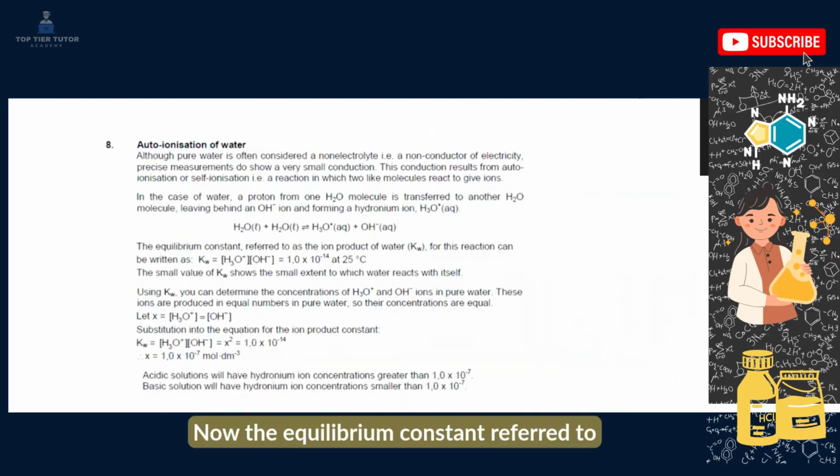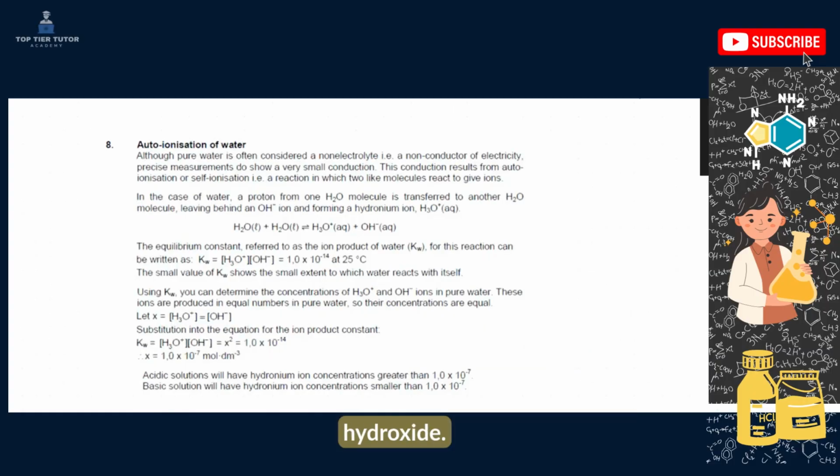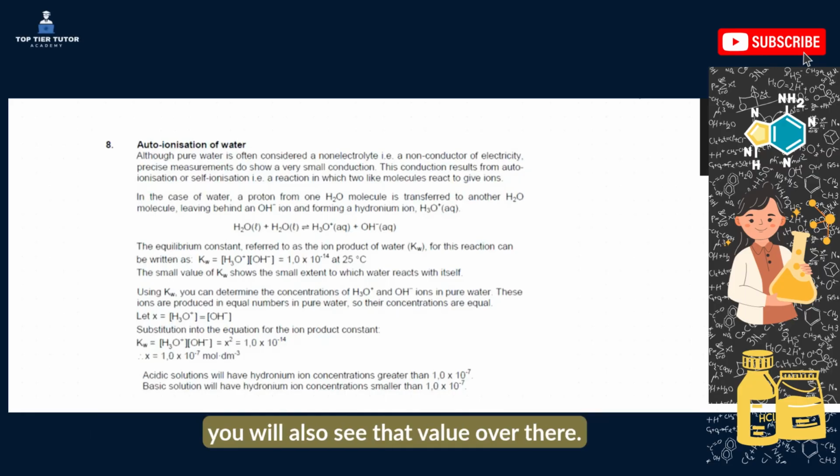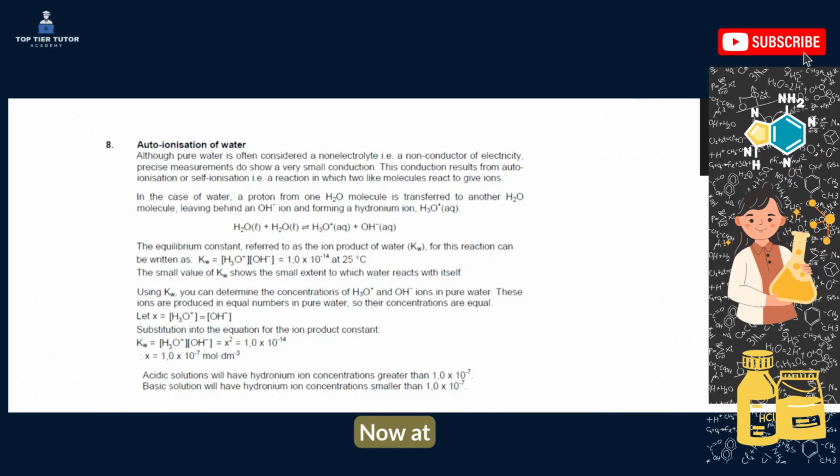Now, the equilibrium constant, referred to as the ion product of water or the ionization product of water, for this reaction can be written as just the concentration of the hydronium multiplied by the concentration of the hydroxide. And at a temperature of 25, it is given as 1 times 10 to the power of minus 14. If you look in your formula sheet, you will also see that value over there.